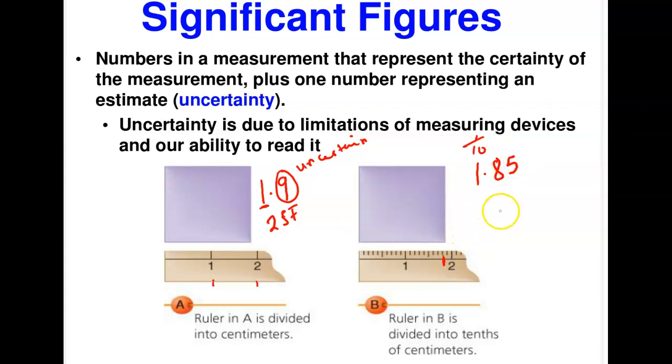What does that tell you? It tells you that these 2 digits are my certain digits. I got them from this ruler. I did not estimate them. But the last digit is an estimate. This is a typical estimate of my number. What that tells you is that I can always express this number into how many digits? Into 3 significant digits. So this is 3 significant figures.